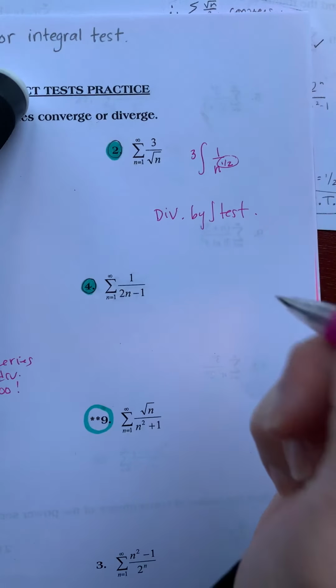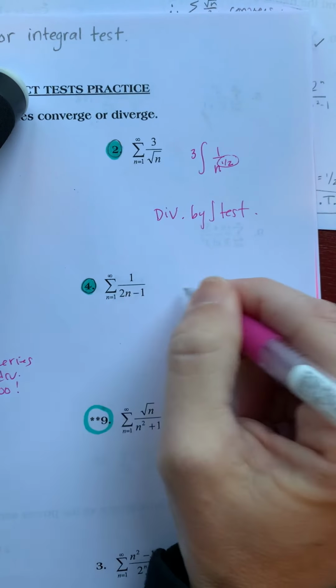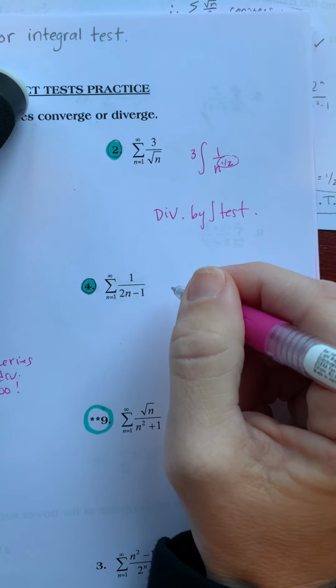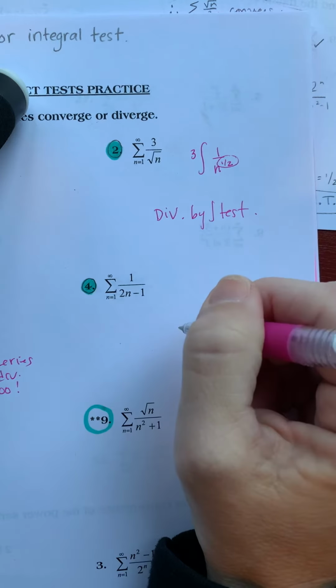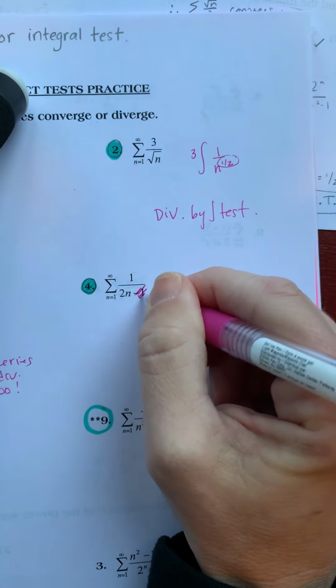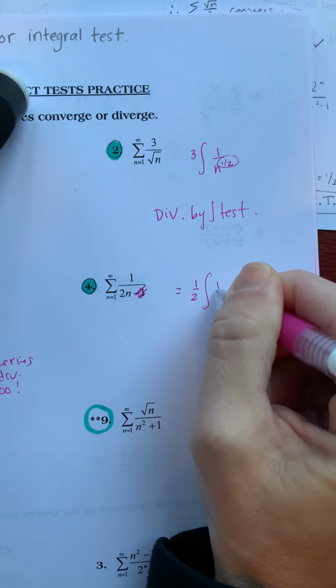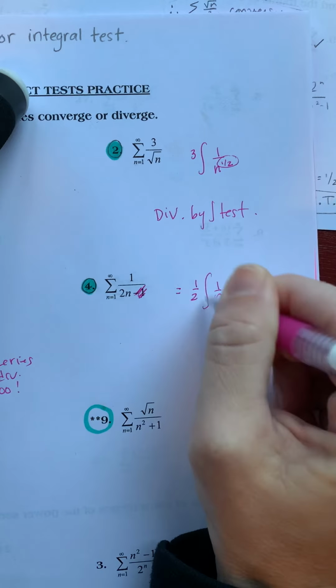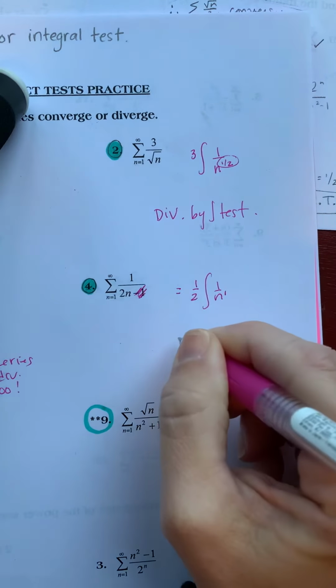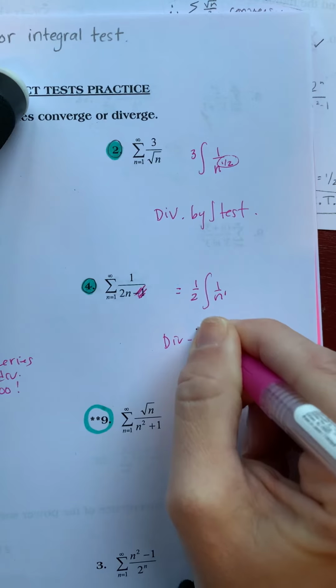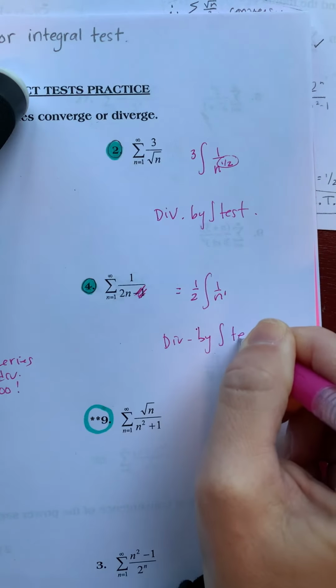Number 4. So nth term test, yep, keep going. This is just integral test again. This one is not important. So I can look at this as 1/2 of the integral of 1 over n. Well, that's going to diverge. The power of this is 1, so this is going to diverge by the integral test.